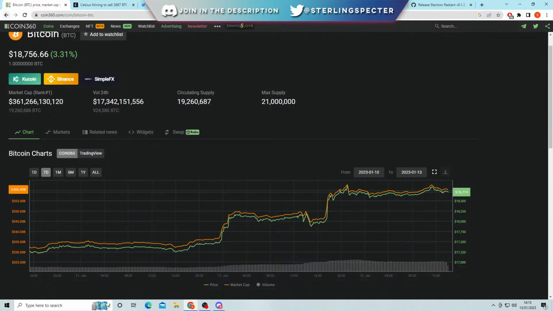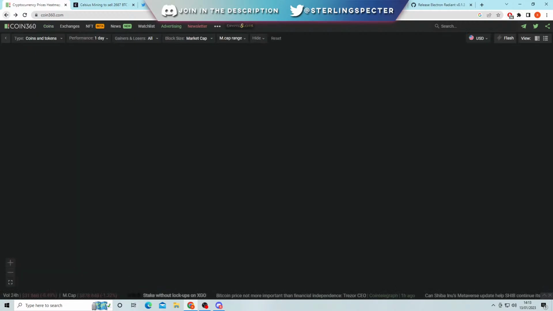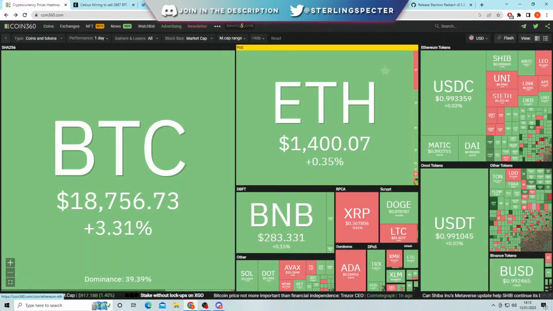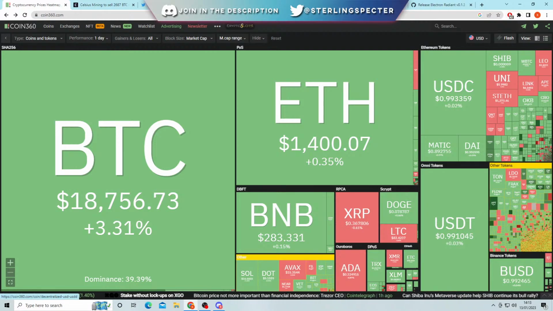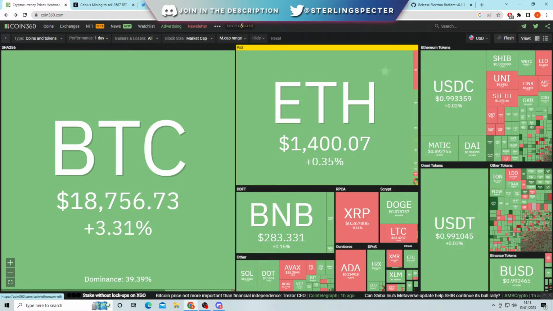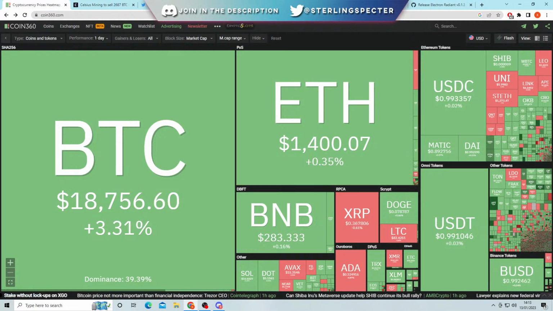So, what did I want to show? We got the heat map here. Obviously, everything is green right now because Bitcoin goes up, so everything else goes up. That's normally just how it works. So obviously, you know, it's good. Some of the coins went up a bit further. I know Ergo had some more price action. Same with, I think it was ZIL, had some more price action as well.